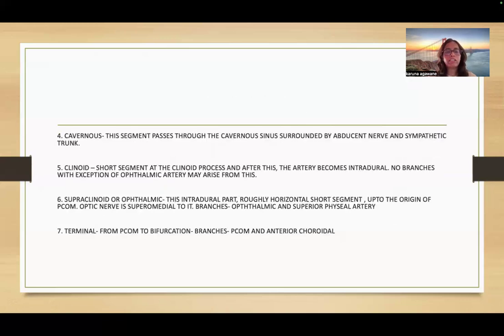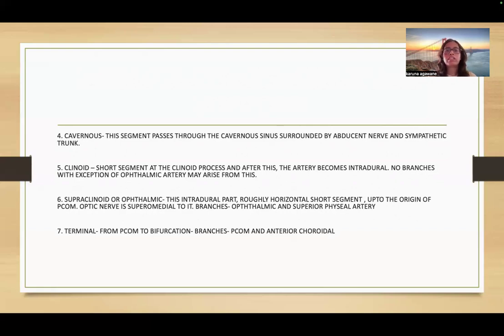The fourth segment is the cavernous segment. This segment courses through the cavernous sinus, and it is surrounded by the abducent, that is the 6th cranial nerve, and the sympathetic trunk. The fifth segment is the clinoid segment. As the artery exits the cavernous segment, at the level of the clinoid process, this is called the clinoid segment of the artery. And here the artery now becomes intradural. No branches are given by this segment, except in some rare cases, the ophthalmic artery may arise from this.